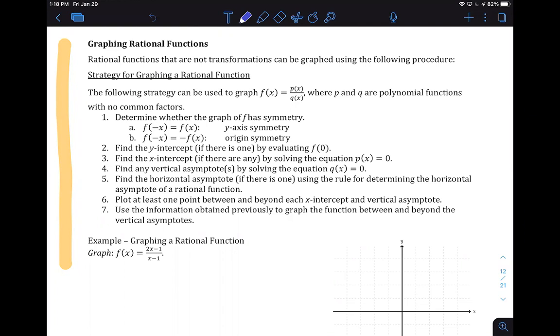The following strategy can be used to graph f of x equals p of x divided by q of x, where p and q are polynomial functions with no common factors. So it's already simplified. First thing we want to determine is if you have any symmetry. The key thing there, remember, we're looking at our exponents, or you can plug in negative x, and we'll go over both of those. Second, we want to find our y-intercept. Then we're going to find our x-intercepts. With that, we're just going to look at our numerator.